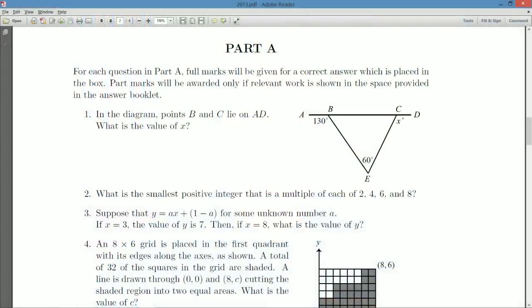Question 2: what is the smallest positive integer that is a multiple of each of 2, 4, 6, and 8? So we're looking for a number that is divisible by 2, by 4, by 6, and by 8. In fact, we're looking for the smallest such number. Now there's a nice, quick, easy way of doing this, and it involves prime factorization. So let's take a look.